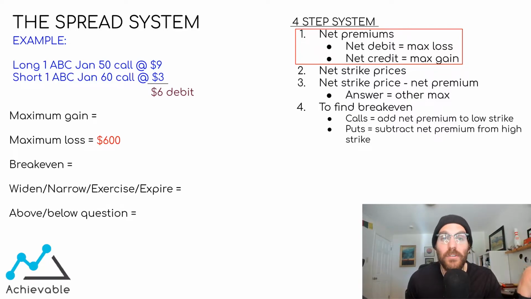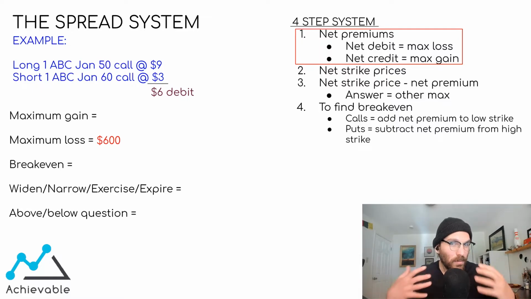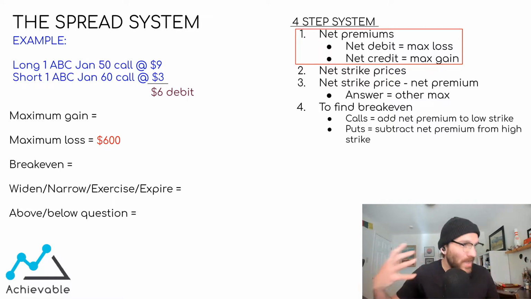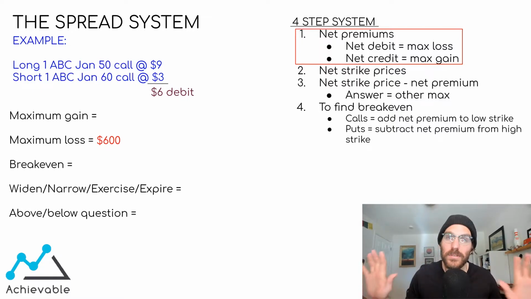Now, if this was a net credit that we'd start out with up front, that would be our maximum gain. We're going to talk a little bit about the why behind these numbers and why the maximum loss is 600. But for right now, just trust the system. This will always get you to the right answer.